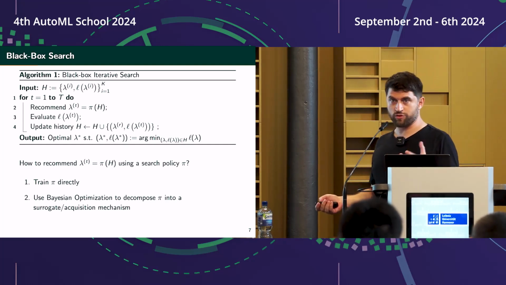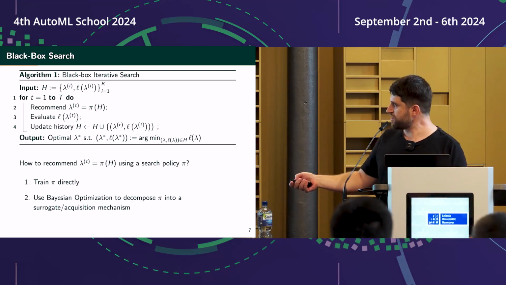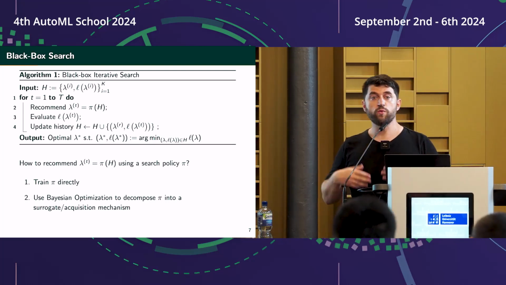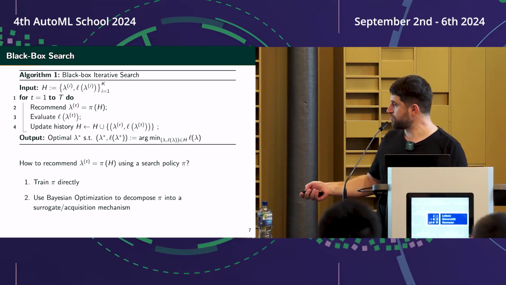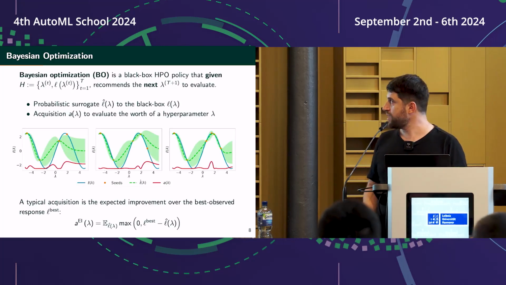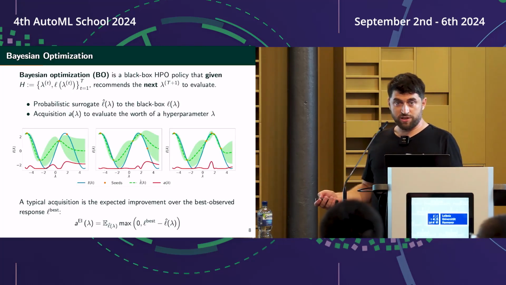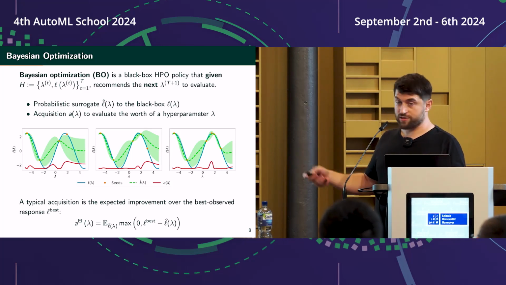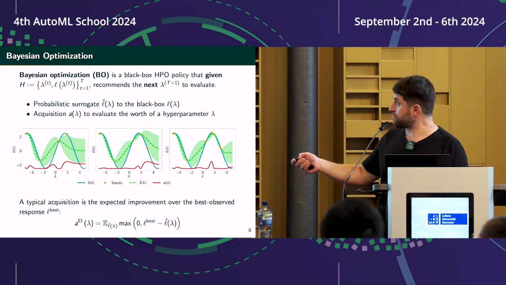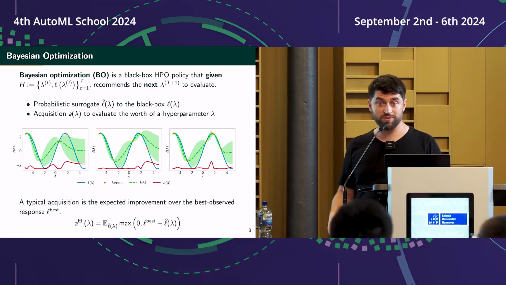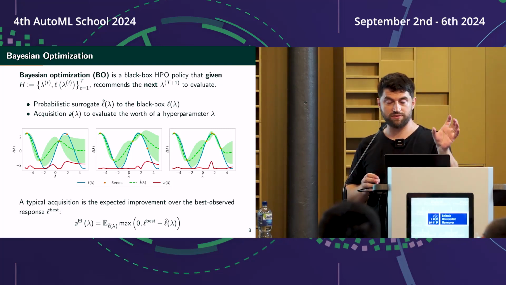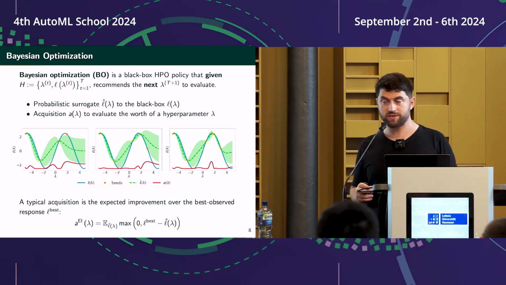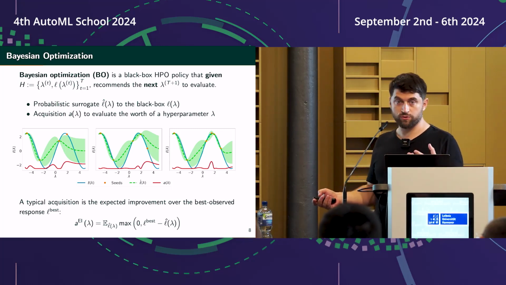There are two different approaches at a very high level. Either we train this policy directly, or we use an approach that is known as Bayesian optimization to decompose this policy into a surrogate and acquisition mechanism. In that regard, Bayesian optimization is also a black box HPO policy that, given a set of observations about the performance of hyperparameters, recommends what configuration to evaluate next. So that's all it does. Given a set of evaluations, recommend where to search next. But it does that by means of two components.